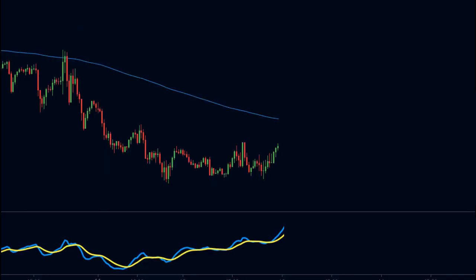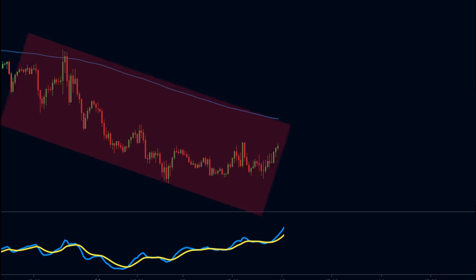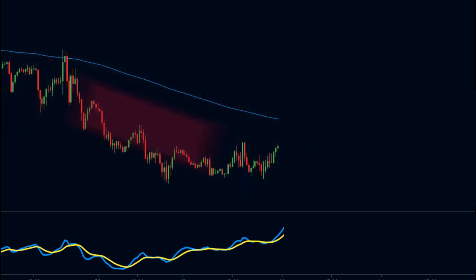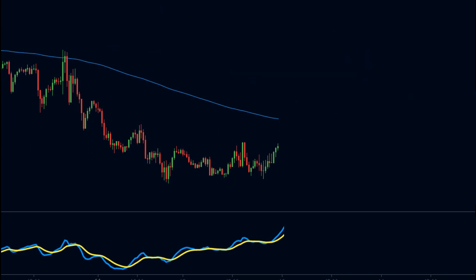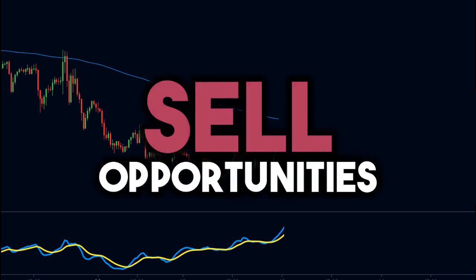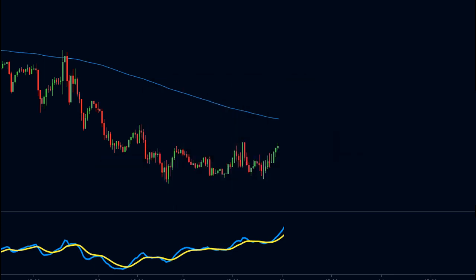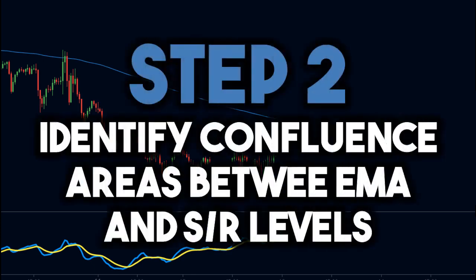Look at this chart. Here we can see that the price has constantly stayed below the 200-period EMA, and the EMA is also sloped downwards. This means that the price is in a downtrend. Hence, we are only looking for sell opportunities. The second step of the strategy is to identify confluence areas between the EMA and support and resistance lines.